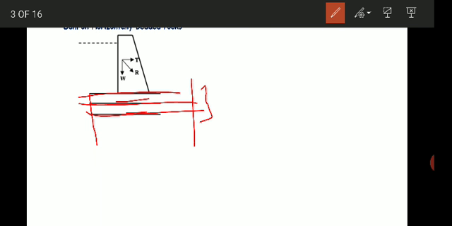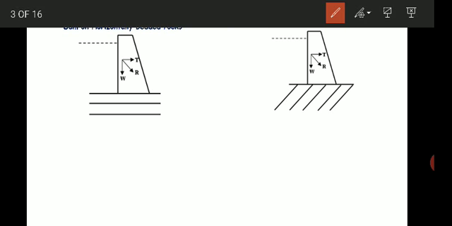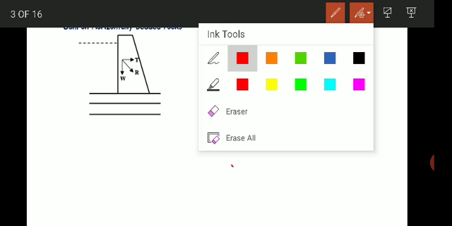Then next is, if the rocks are dipping, that is, if the rocks are inclined. When the beds are inclined, it is better to have the length of the dam across the bedding plane or the strike, so that the weight of the dam is spread over a wider area. If the rocks are inclined, the care we should take is that the length of the dam should be across the bedding plane. It should not be along the bedding plane. Okay, the length of the dam.